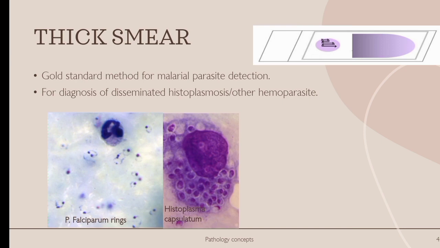Thick smear. Thick smears are made of a thick layer of dehemoglobinized RBCs. Hemoparasites are more concentrated in this smear as compared to a thin smear, so it is mainly used for parasite detection. It is the gold standard for malarial parasite detection. It is also used for the diagnosis of disseminated histoplasmosis and other hemoparasite detection.